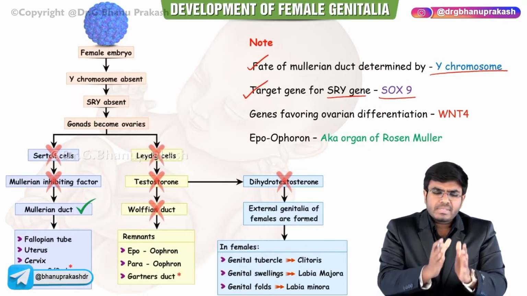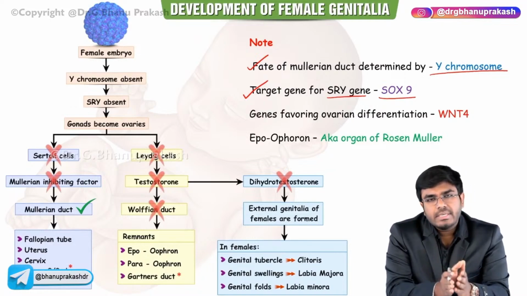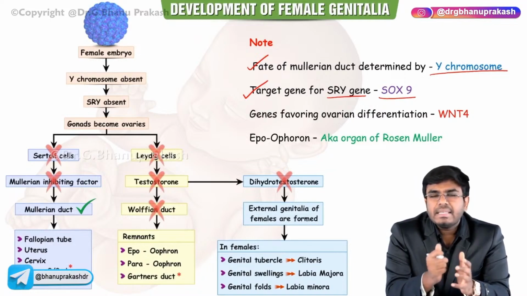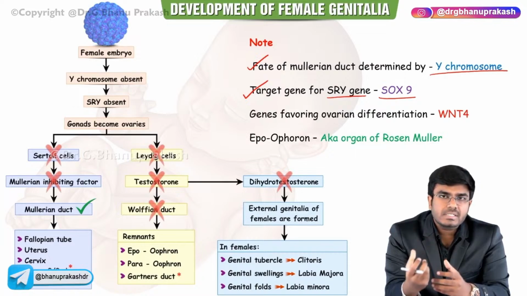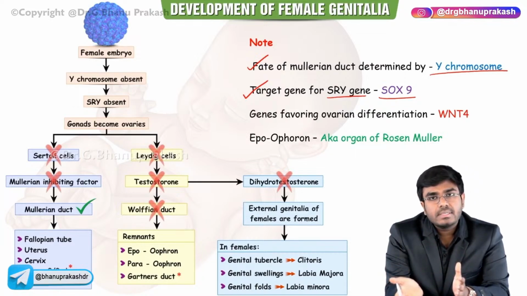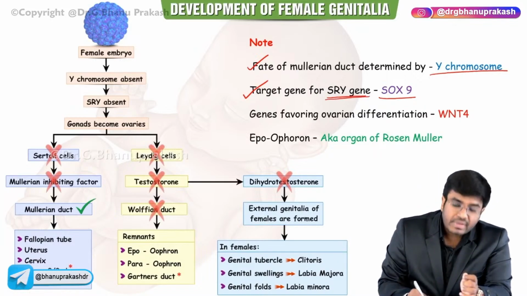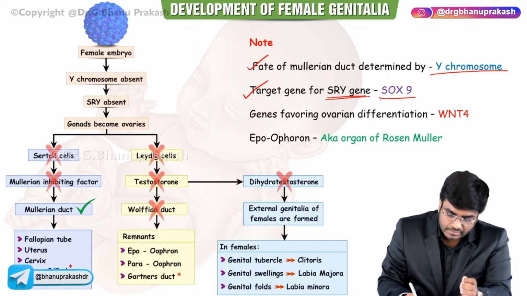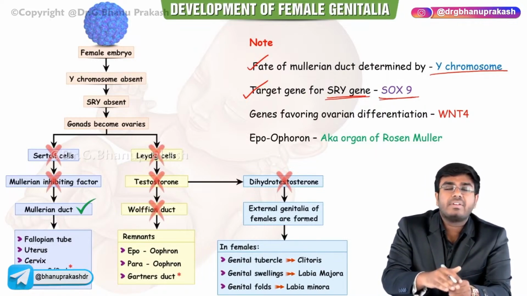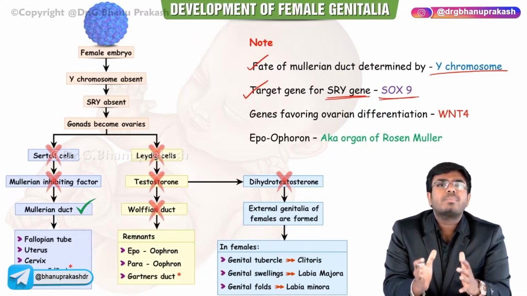What do I mean by that? On the short arm of the Y chromosome, we have the SRY gene. By itself, this SRY gene is not going to make the testis. It is going to activate certain other genes and transcription factors, so that at the end we will have the testis. The target gene for the SRY gene is SOX9, which means the SRY gene will activate SOX9. That's what I am trying to put into your mind, because previously this was asked in the exams.